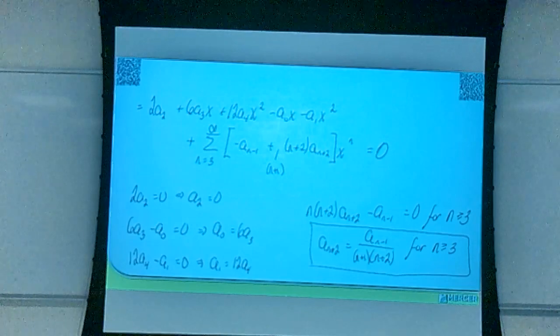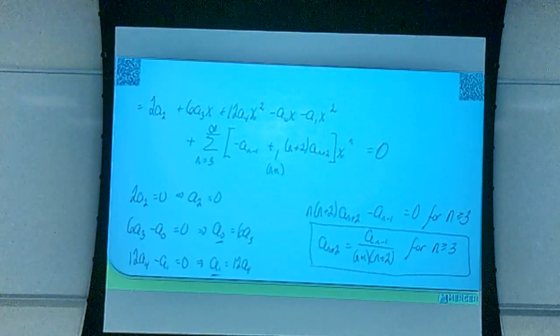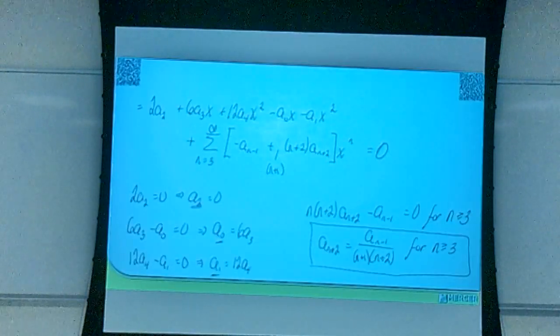And they wanted the first 3 non-zero terms, right? So A naught, A1, everything's going to be in terms of A naught, A1, and it looks like A2. But A2 is 0. Oh good, we have the first 2 non-zero terms. Actually, I think we're even better than that.